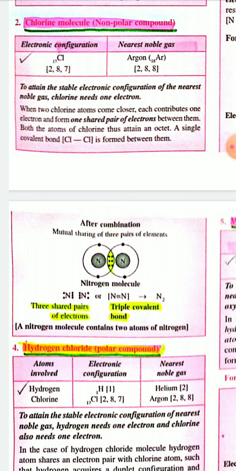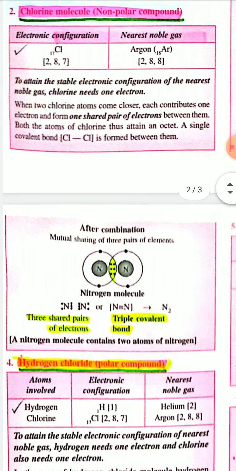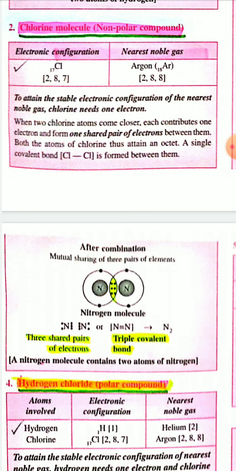The second example is the chlorine molecule, Cl2. You know, chlorine's atomic number is 17, so the electronic configuration is 2, 8, 7. So there are 7 electrons in its outermost shell. So chlorine needs one more electron to become an octet, that is, to attain the stable electronic configuration of the nearest noble gas. The nearest noble gas of the chlorine atom is argon. So each chlorine atom needs one more electron.